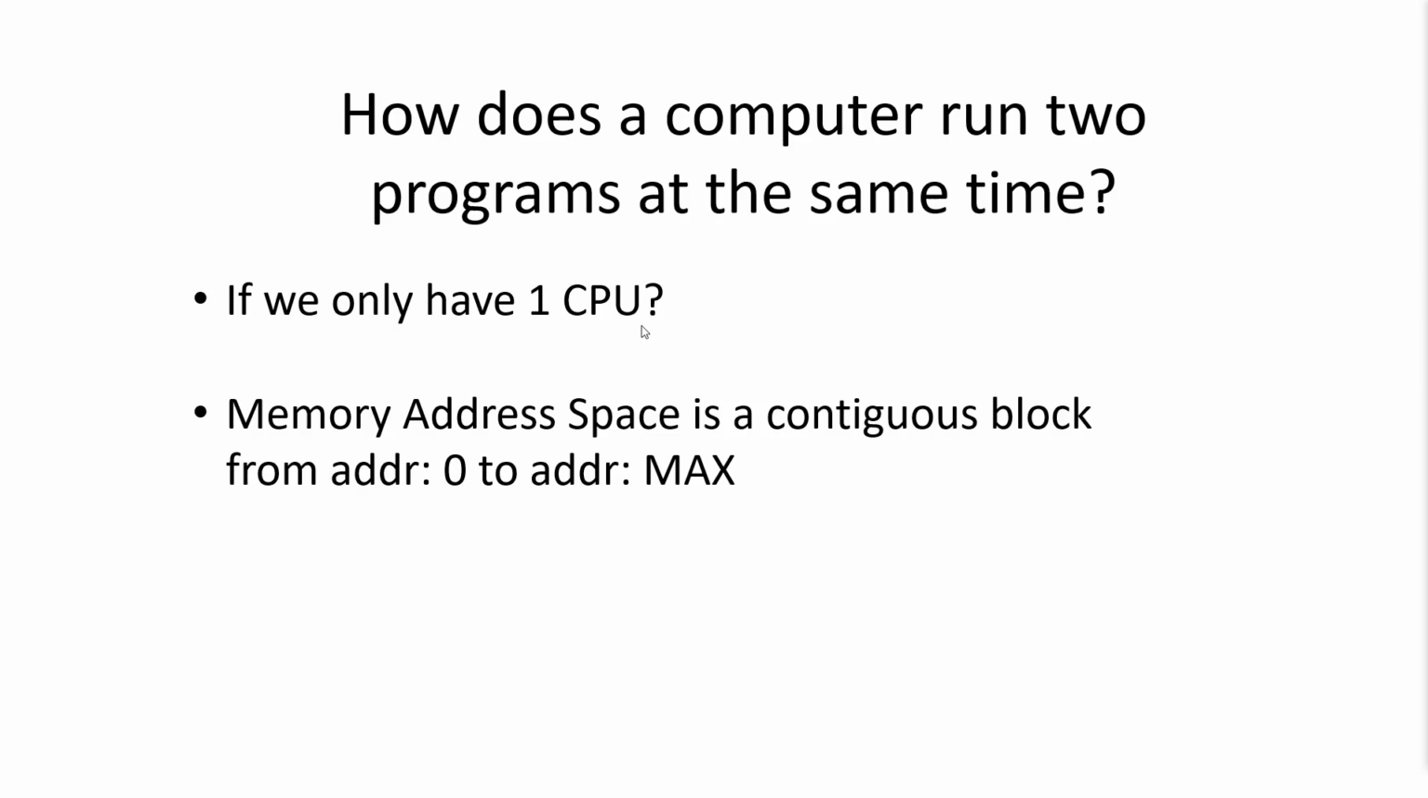So we have more programs than we have CPUs. And the other issue that we're going to run into is that the memory address space is this continuous block of memory addresses from 0 to some maximum address. And every single program that runs thinks it can use all of the memory. Now, if we're running more than one program, they do have to share. So that's the topic of this lecture: how does the operating system take care of these details so that we can have two programs that run simultaneously?